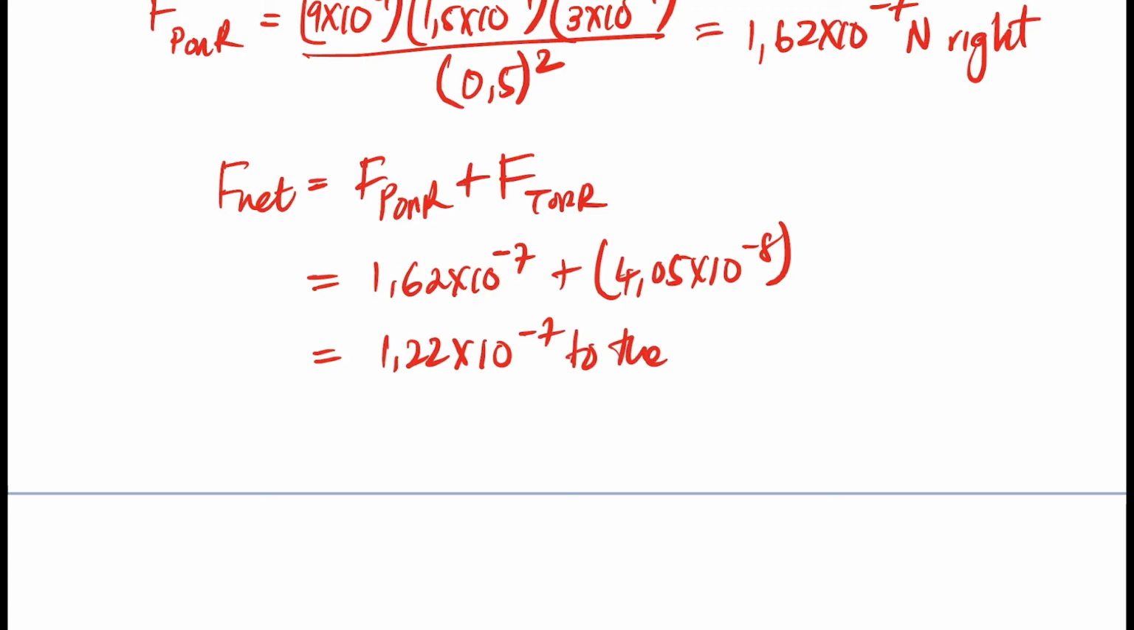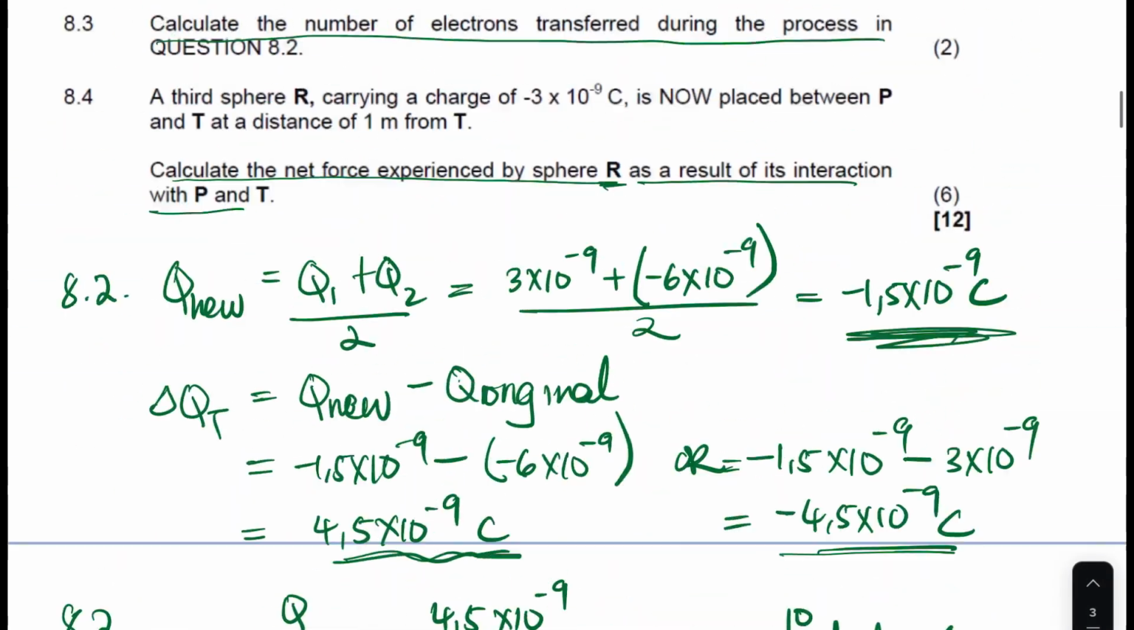It's to the right. Guys, that's the end of the question. I hope that makes sense.